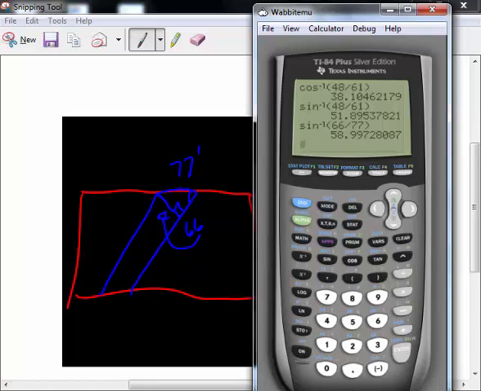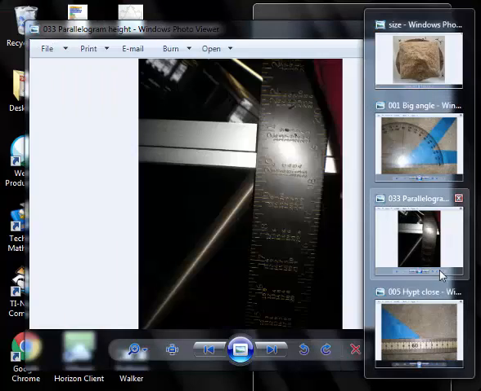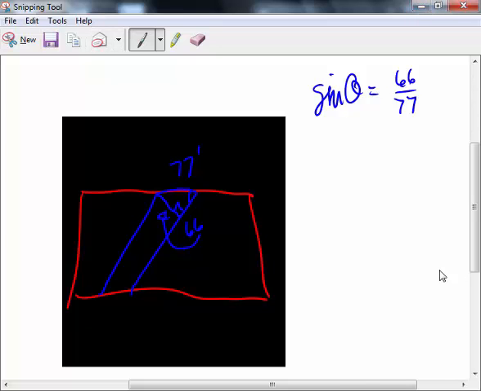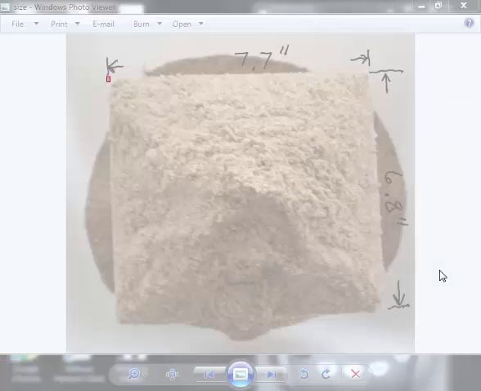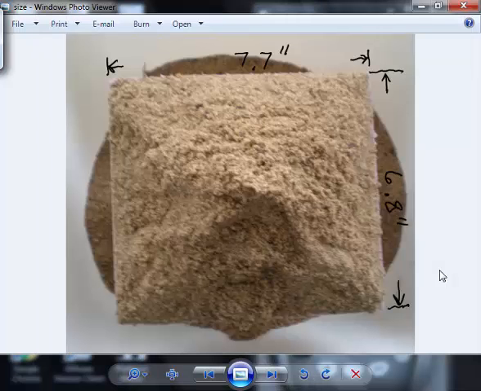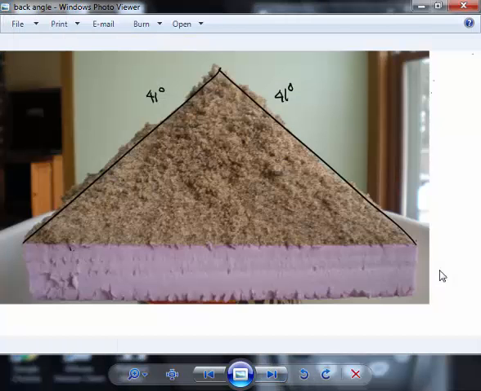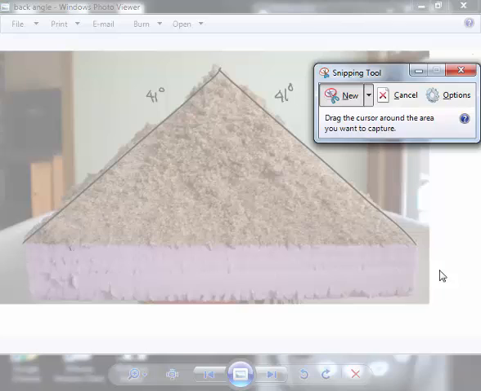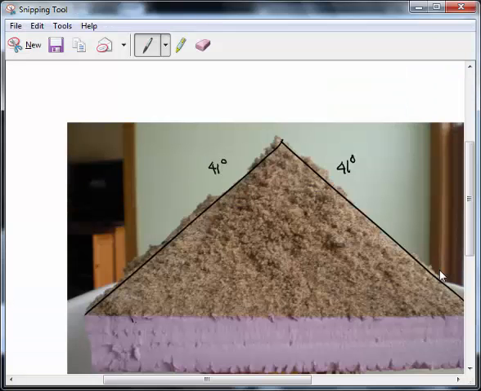There were some other problems that we had in our textbook and in our diagrams. Oh, this would be a good one to do. The sand pile. If you recall, it was 77.7 inches across, 6.8 inches down. So we could find this angle for the, tell you what, let's do it the other way. Let's go to this picture. So we can find and verify that that angle is indeed 41 degrees. And here's how we would go about doing it.